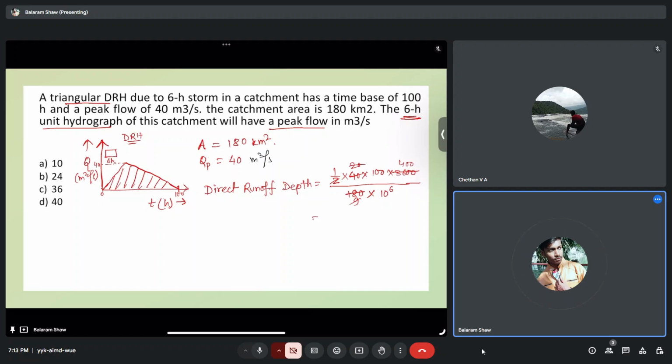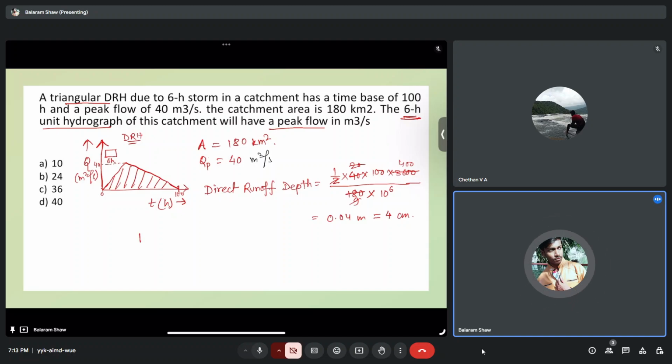Something like 0.04 meter, that is 4 centimeter, right? So we got the direct runoff depth of 4 centimeter. Now what we need is the peak flow.